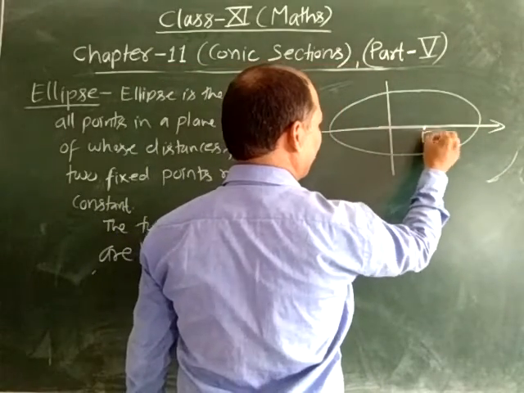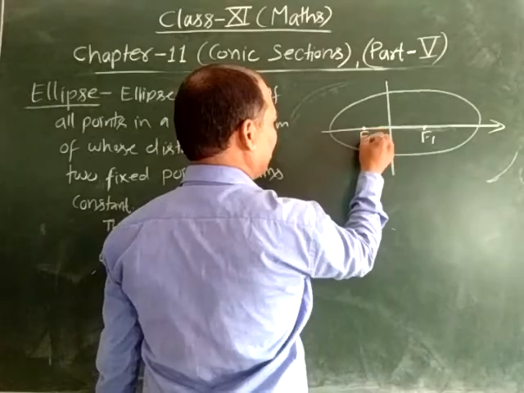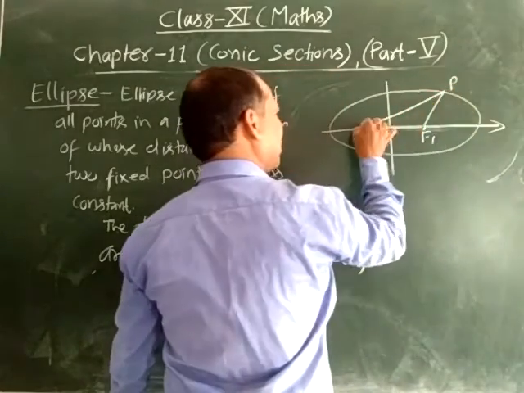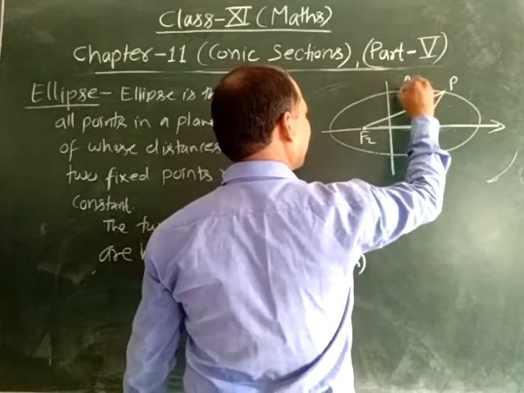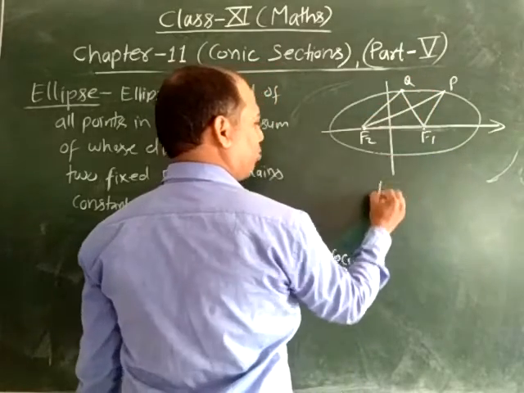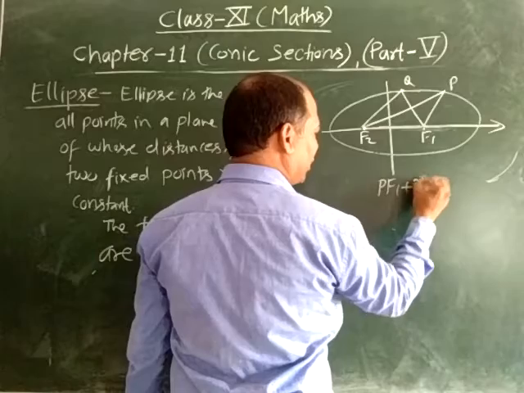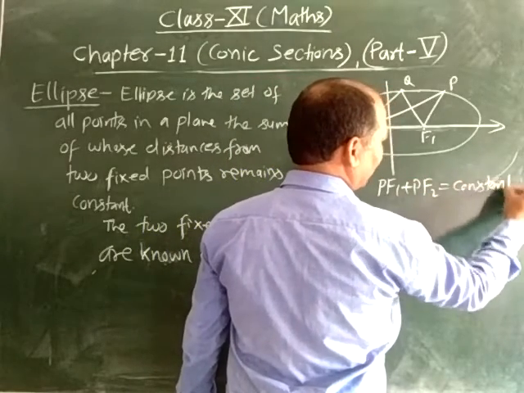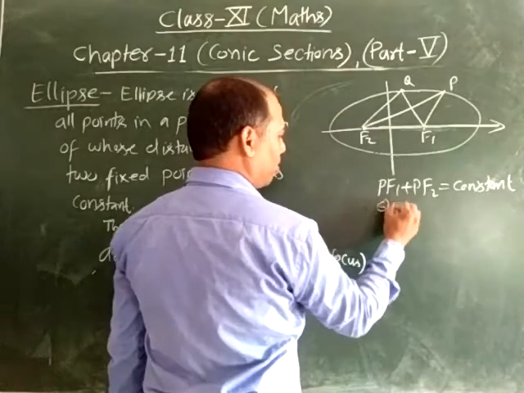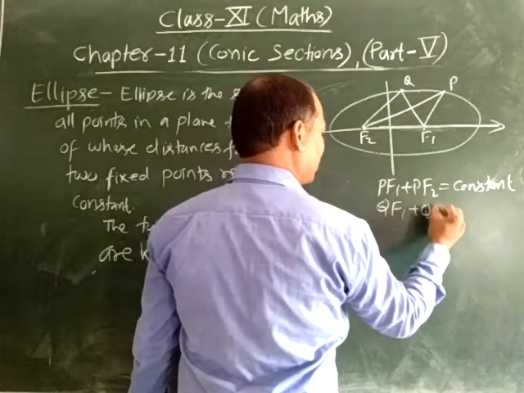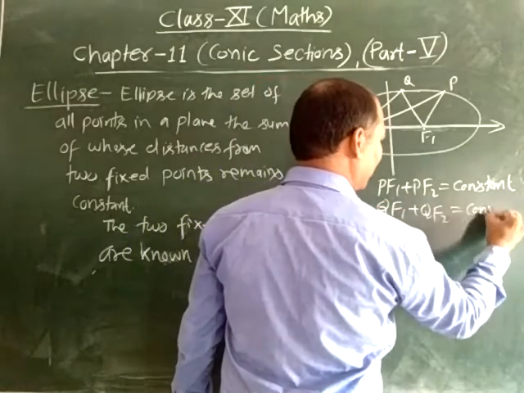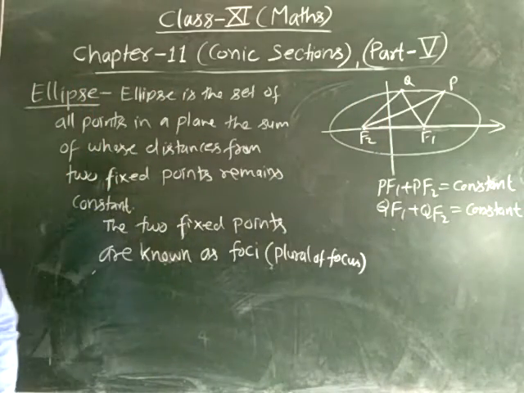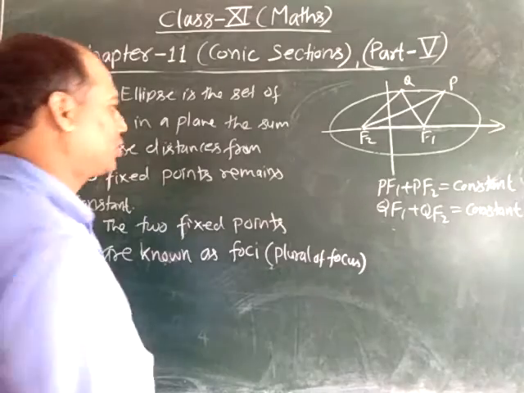The two fixed points are F1 and F2. Point P and point Q is this. Then PF1 plus PF2 is equal to constant, and also QF1 plus QF2 is also constant. So let us know what is the value of this constant.